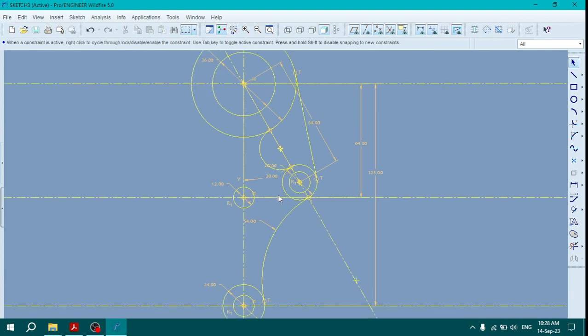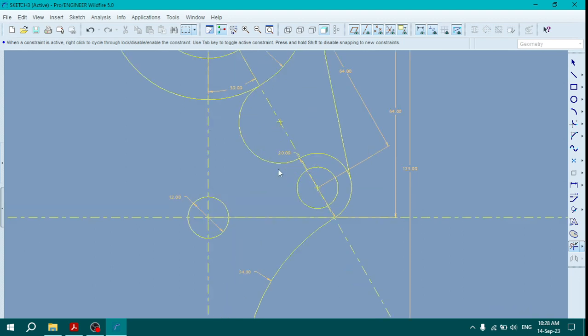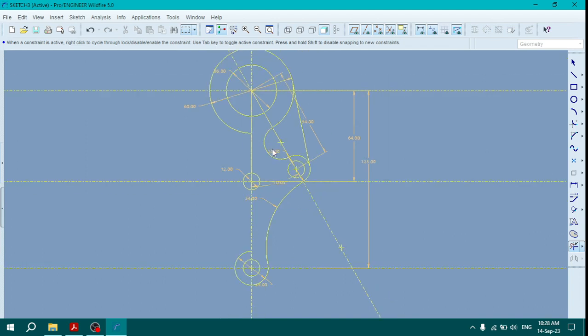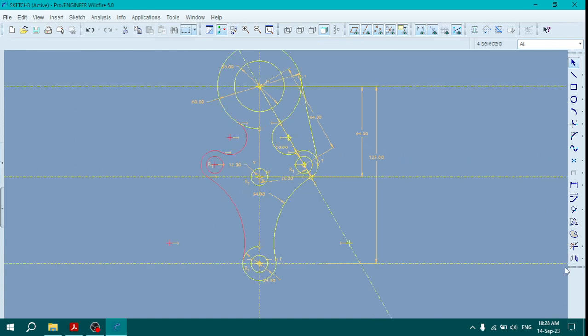But before that, we'll have to delete these sections. Okay, we don't want this. We don't want this arc here and this here. And then we'll select these entities which are symmetric. Select the mirror tool and select the center axis. Similarly, remove these entities which are not required. This is also symmetric.